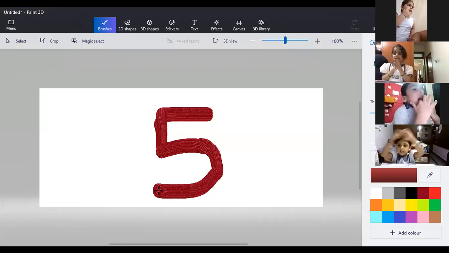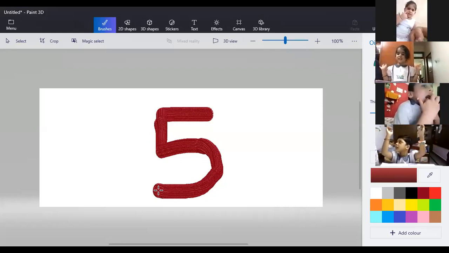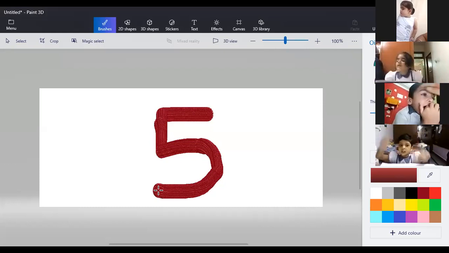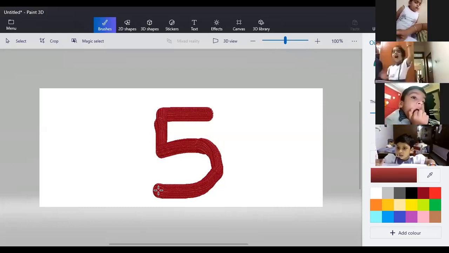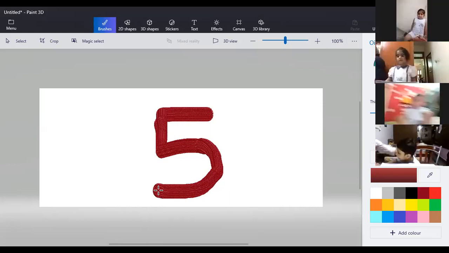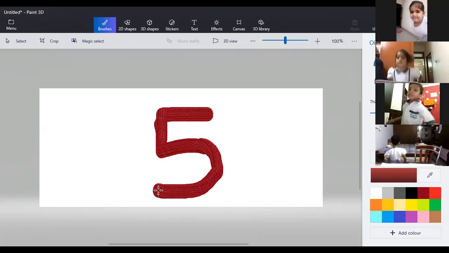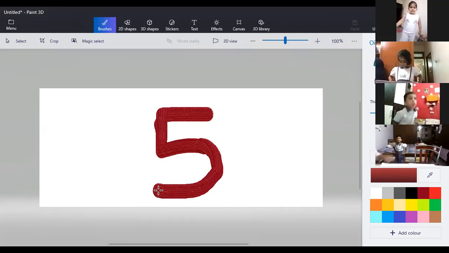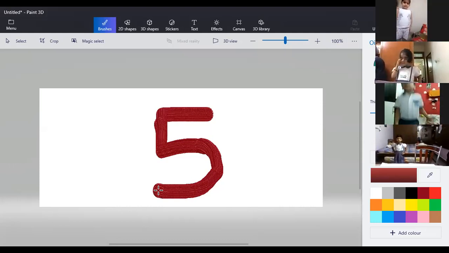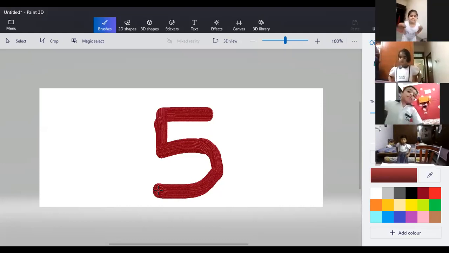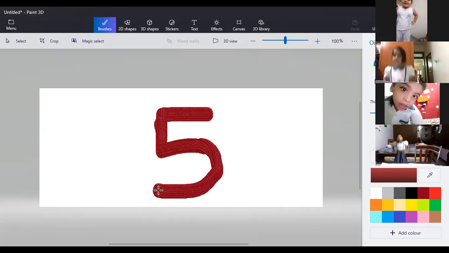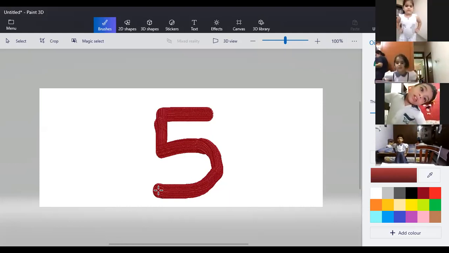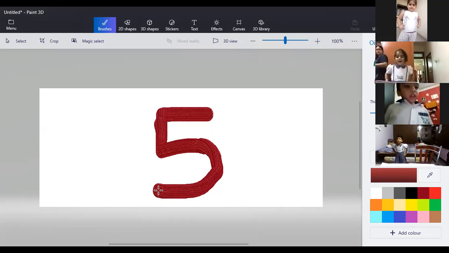1, 2, 3, 4, 5. So which number is this? This is number 5. Now jump 5 times. Come on, stand up everyone. Jump 5 times. Yes, Jagriti, you too. How many times do you have to jump? 5 times. 1. Jump. 2, 3, 4, and 5. Very good.